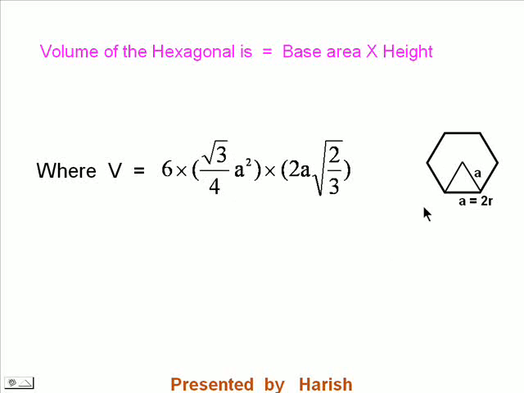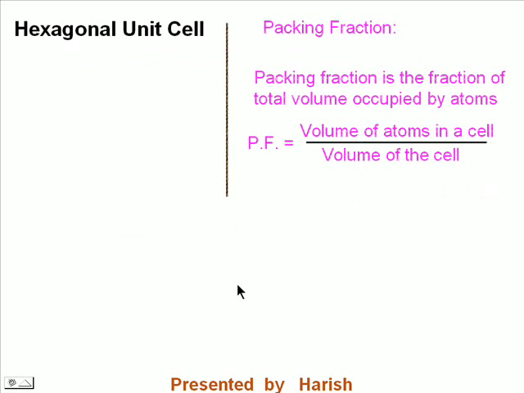The area of one equilateral triangle is root 3 by 4 into a square. So we have 6 equilateral triangles here. That's why 6 into this whole thing is the base area of this particular structure, and that into height. We just now said height is 2a into square root of 2 by 3. Now packing fraction, packing efficiency, how much is filled, how much is vacant.